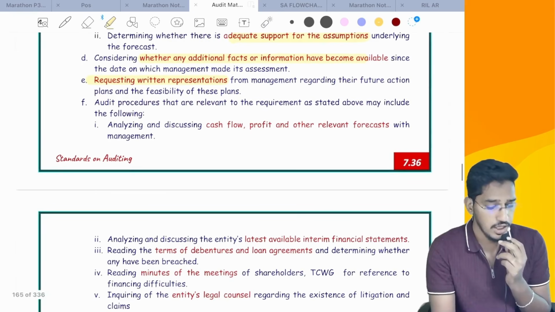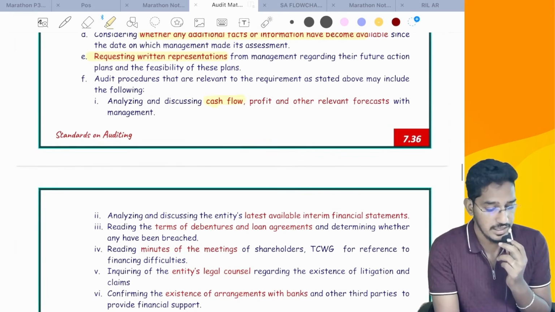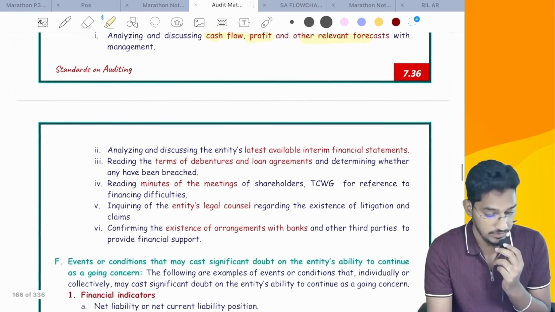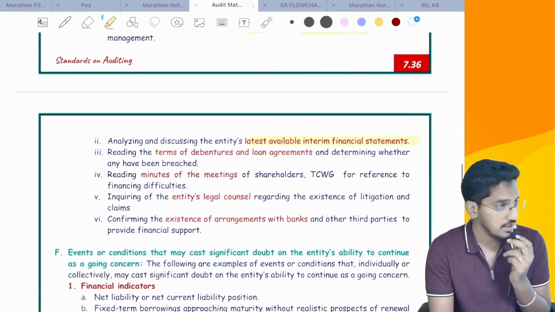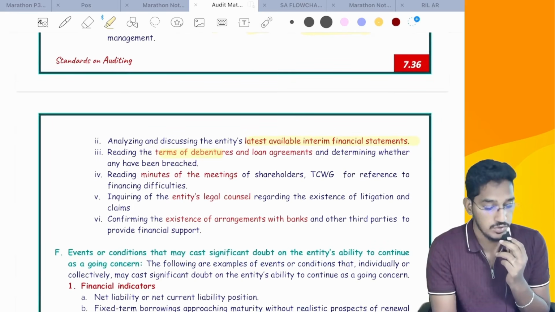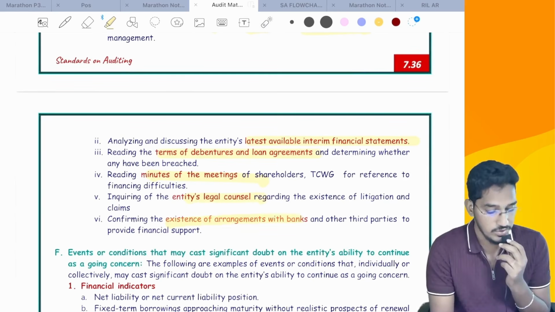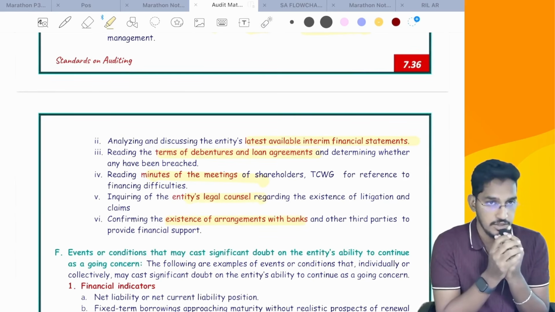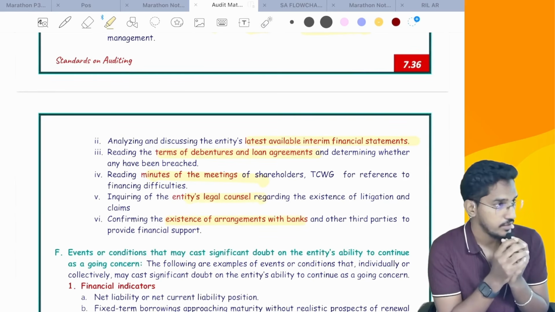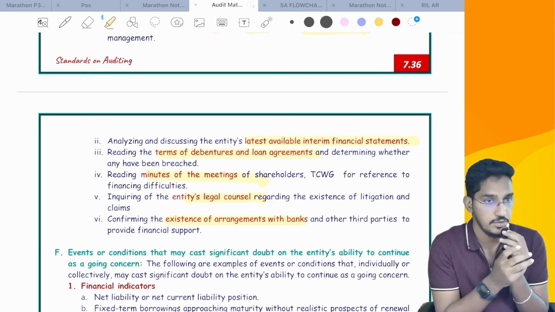In addition to that, you need to perform additional procedures like analyzing the cash flow, profit, and all other relevant forecasts. Check the entity's latest available interim financial statements. Go through the terms of the debentures and loan agreements. Read the minutes of the meetings. Inquire of the entity's legal counsel, and also verify the existence of financial arrangements with the banks. So finally, perform all these further audit procedures.